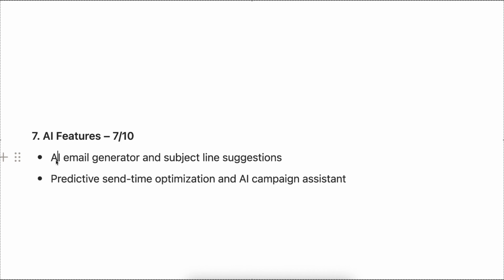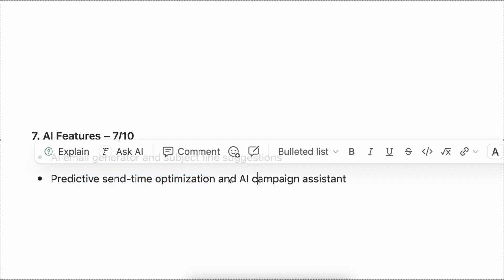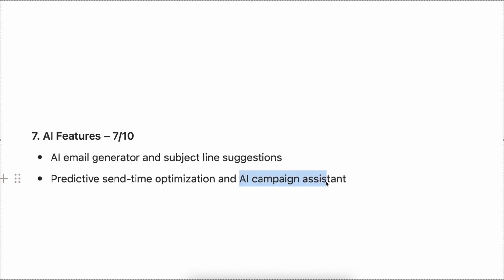When it comes to AI features, they're emphasizing AI a lot. However, what I saw mostly was an AI email generator and subject line suggestions, which every email marketing software has. And they do have predictive send time optimization, which again most of the software has. They also claim they have an AI campaign assistant, but I think it's in very early stages, so it's not very useful yet. So it's a 7 out of 10.